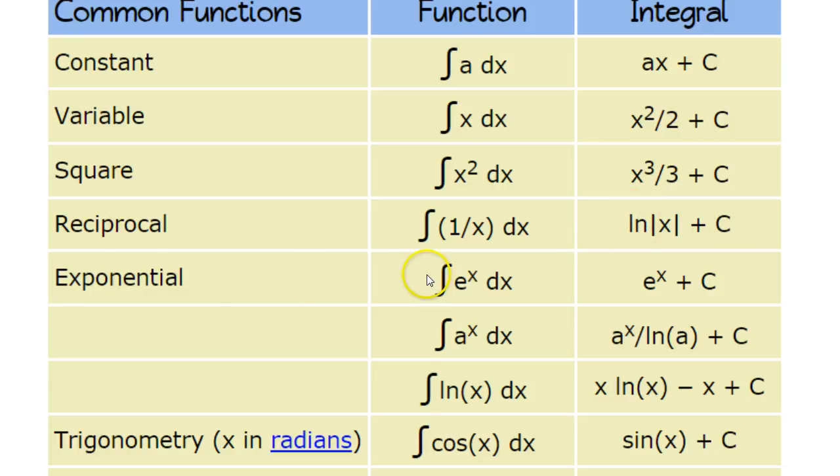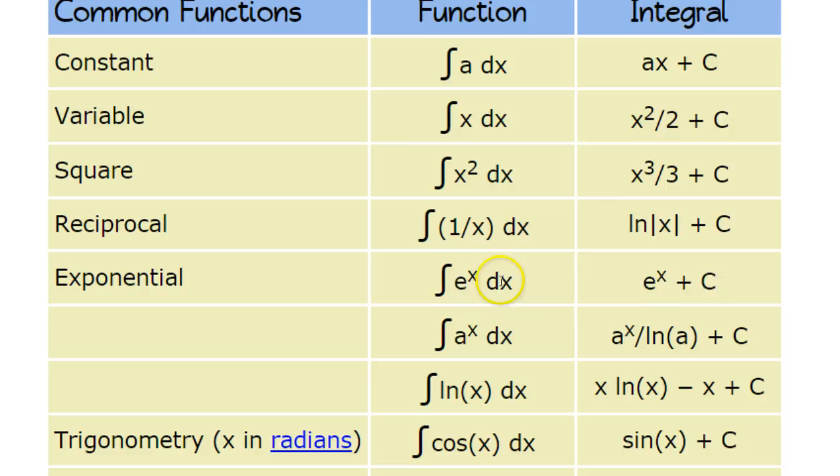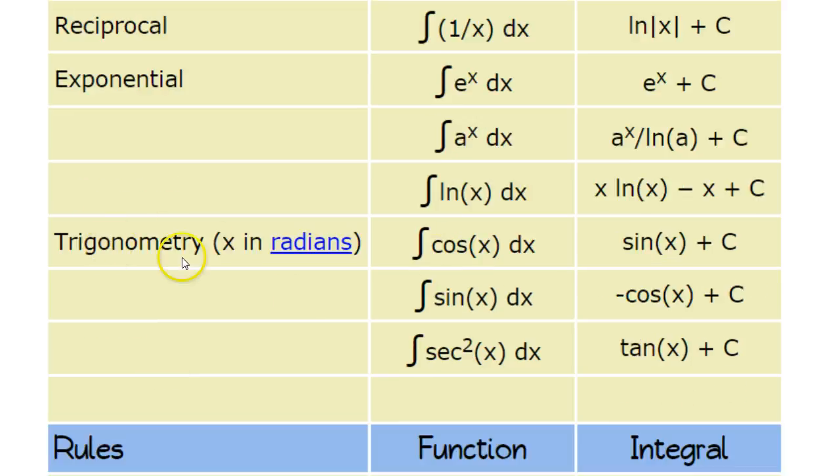All right, the integral of an exponent should probably make a lot of sense because the derivative of e to the x is e to the x. So obviously it's going to be that, but just have the plus c. Okay, exponential of a different base than e, a to the x dx, it's going to be a to the x divided by the natural log of a plus c. The integral of natural log of x dx is going to be x times natural log of x minus x plus c.